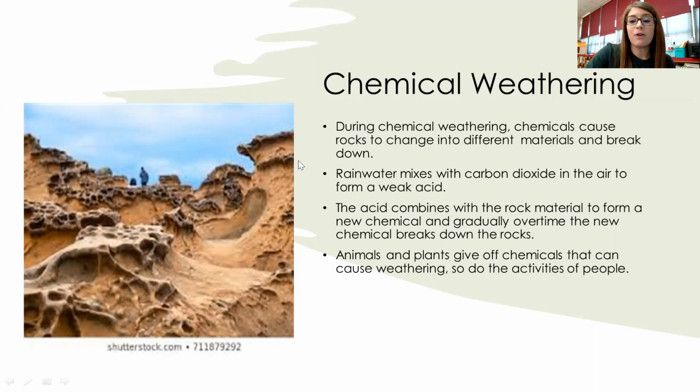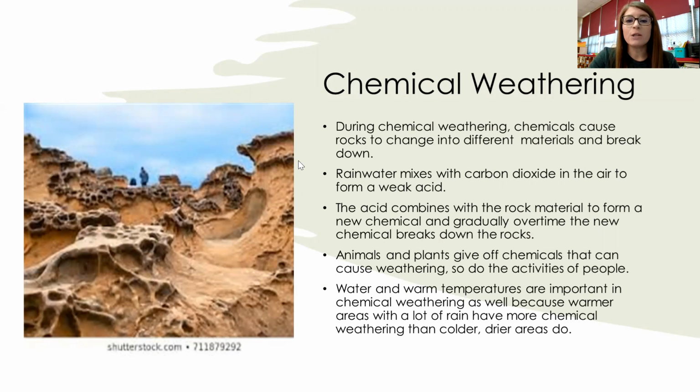Animals and plants give off chemicals as well that can cause weathering, so do the activities of people. Water and warm temperatures are important in chemical weathering, as well as the wind and ice and everything like that, because warmer areas with a lot of rain are going to have more chemical weathering than colder and drier areas do.